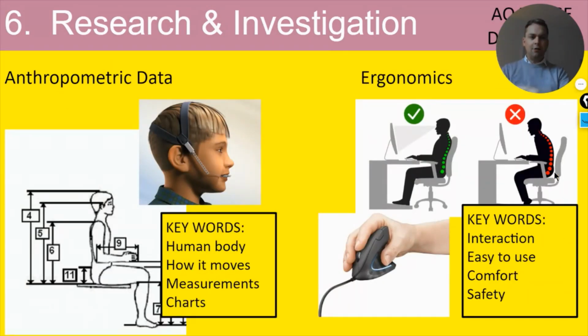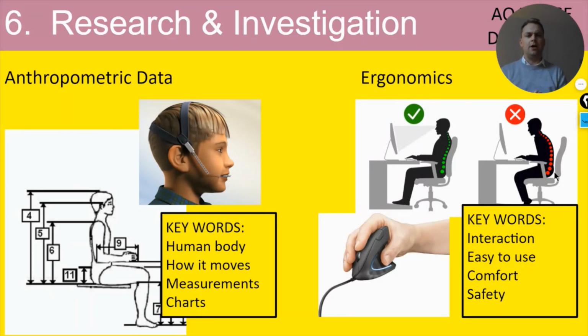So now that you've got that sort of data and you've done that market research, let's have a look at other pieces of data that you can collect in order to inject into your research and your investigations. So anthropometric data is data taken from the human body, how it moves, how it behaves in a particular way due to its measurements. And this involves charts, particularly, and different stats.